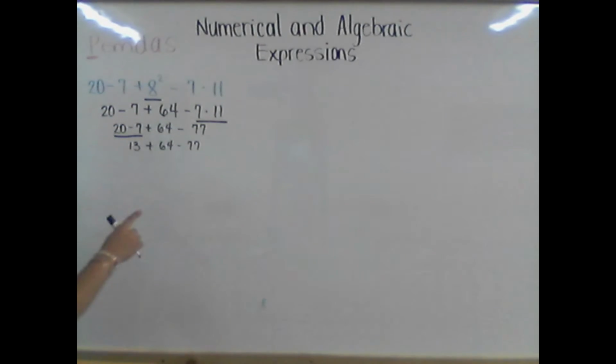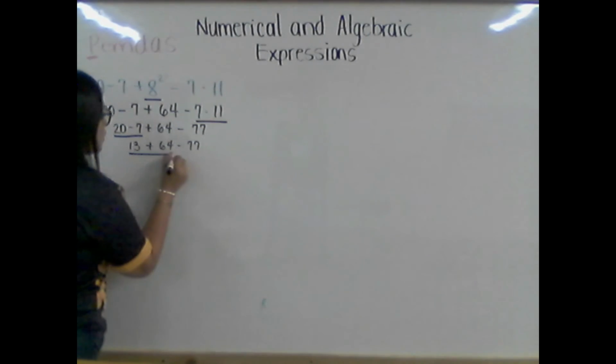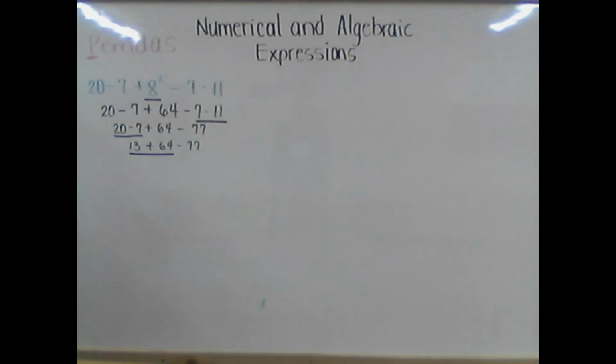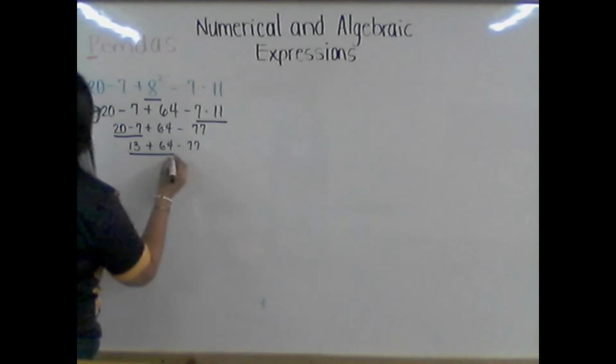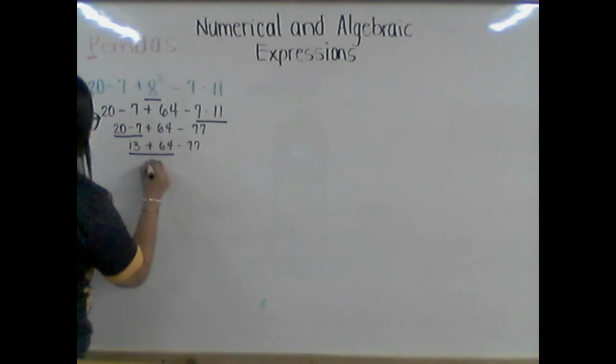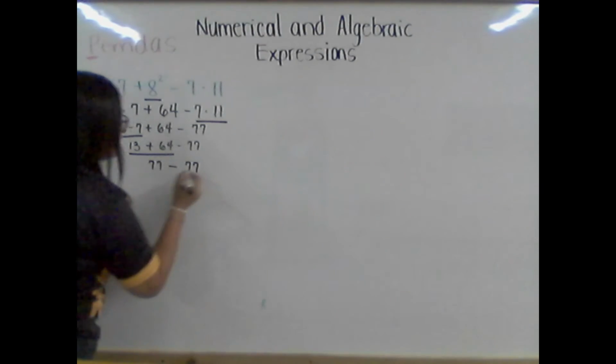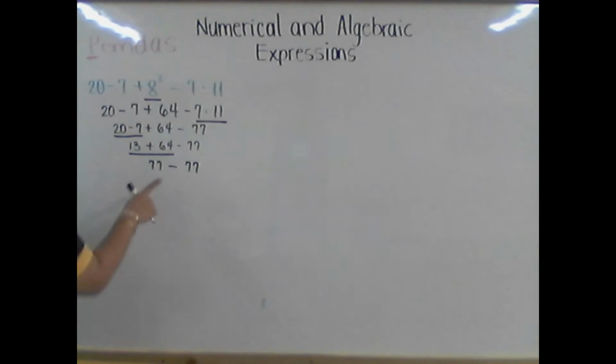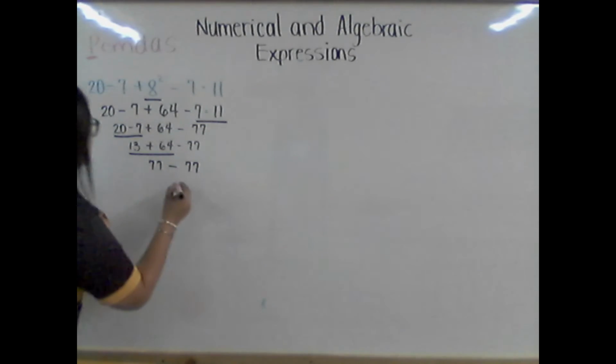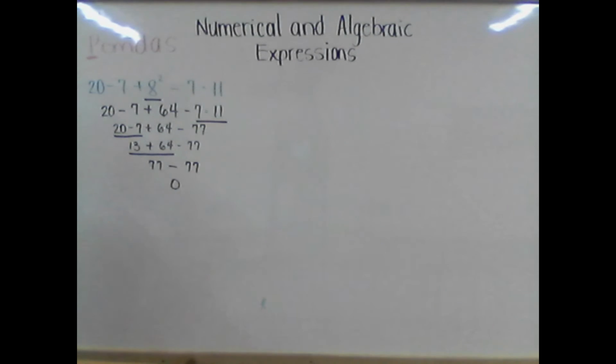Once again, we have addition and subtraction going on. We're going to do the first one from left to right. Therefore, we are going to add 13 plus 64. So 4 and 7 is 77 minus, we copy the 77 we have here, and we are down to one operation. So we subtract. 77 minus 77 is 0. So here we have simplified our numerical expression.